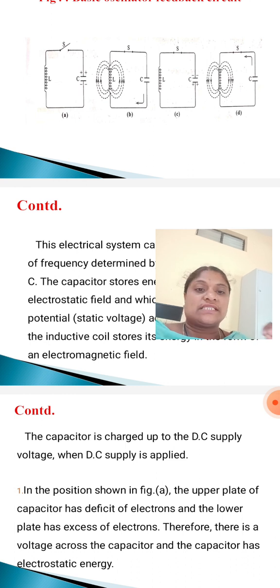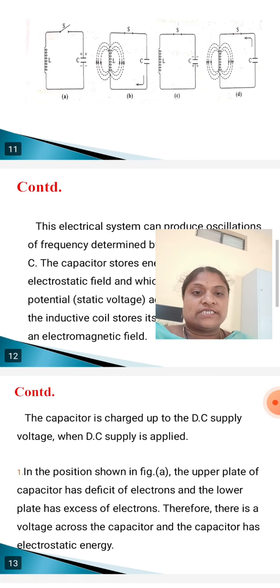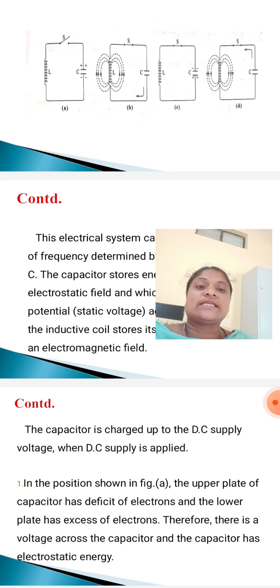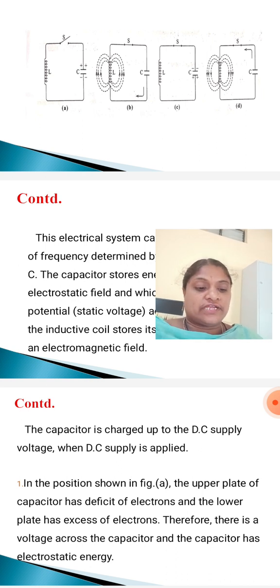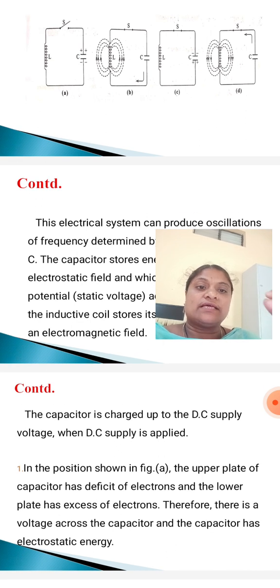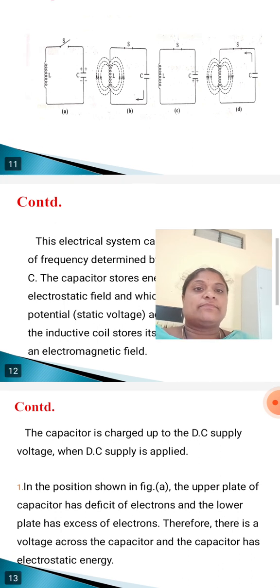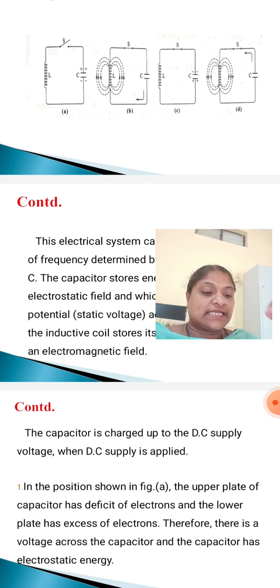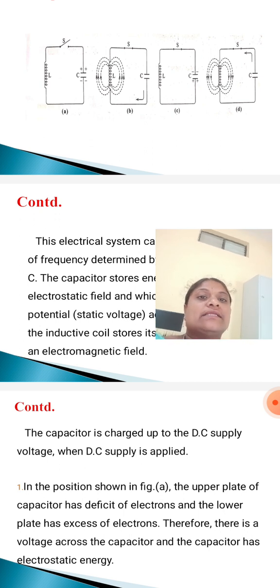There is no charge in the capacitor. At this instant the electrostatic energy is zero, because the capacitor's total energy is discharged to the inductance coil, and energy is stored in the form of an electromagnetic field. But because electron motion is greatest, that is, maximum current, the magnetic field energy around the coil is maximum.